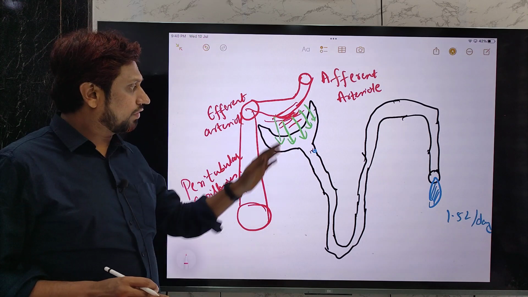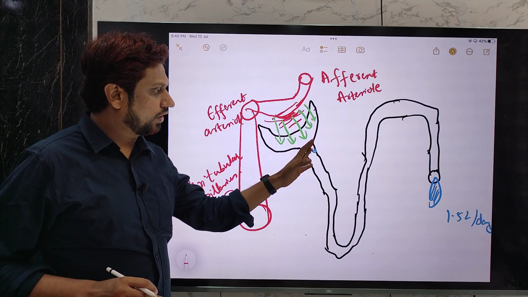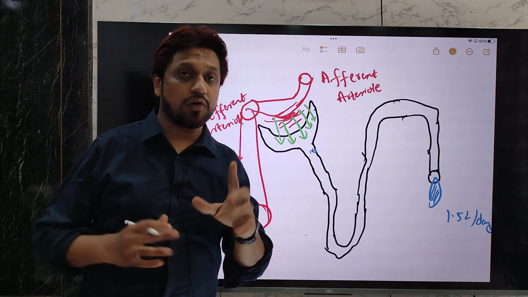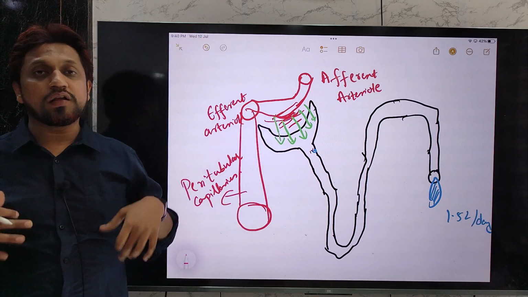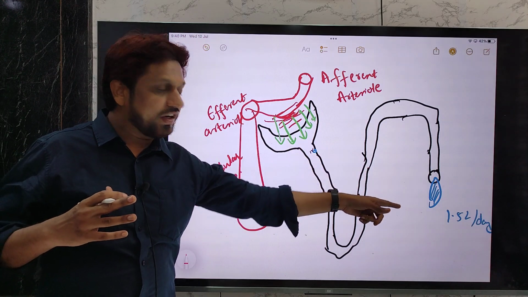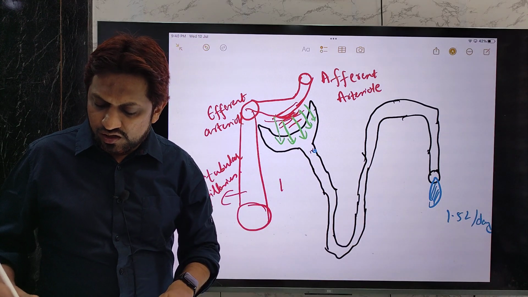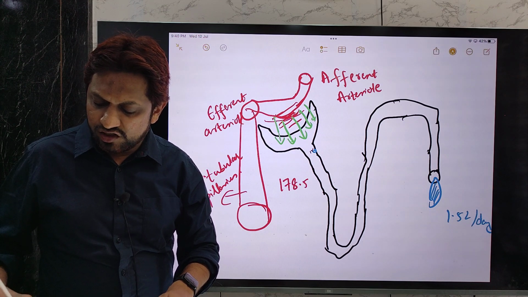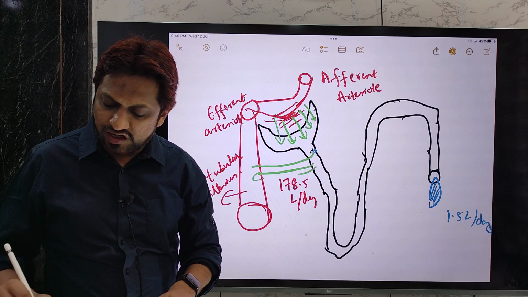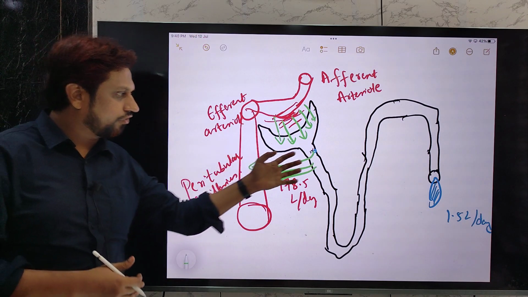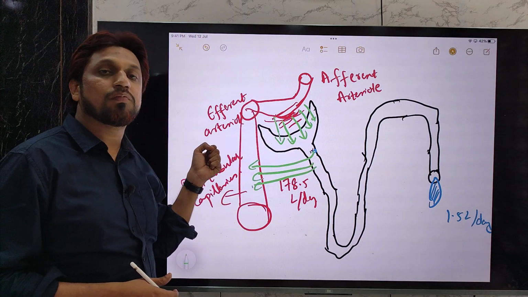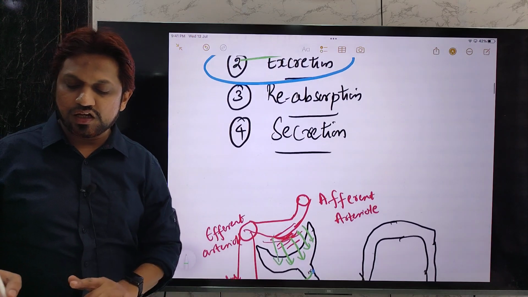Now, as I said, 180 liters is filtered through this, but only 1.5 liters is excreted as urine. I am showing just one nephron, but it is collectively from all the millions of nephrons from both the kidneys. Out of that 180 liters, if 1.5 liters is excreted per day, then theoretically around 178.5 liters per day will be reabsorbed back into the blood or the interstitial fluid. This process of reabsorption of the filtered plasma back into the blood vessel is known simply as reabsorption.